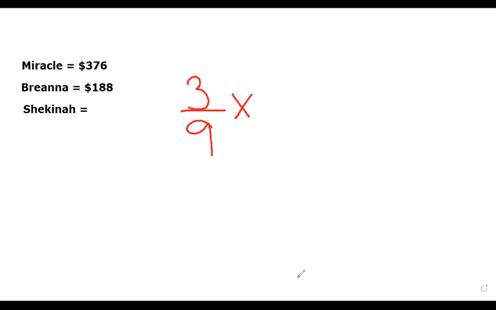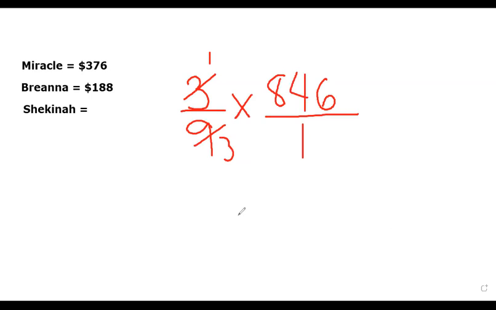And our total amount, once again, was 846. To make a whole number a fraction, put it over 1. Now, we can simplify in one of 2 ways. We can say 3 goes into 3 once, and 3 goes into 9 3 times. Or we can cross simplify. We can say 9 goes into 9 once, and 9 goes into 846 94 times, either way.